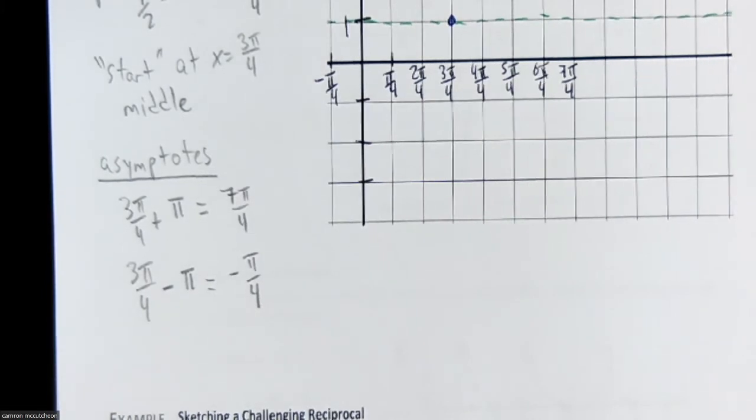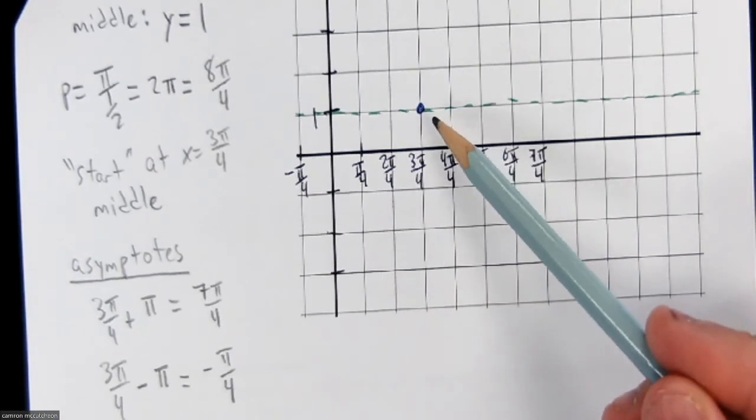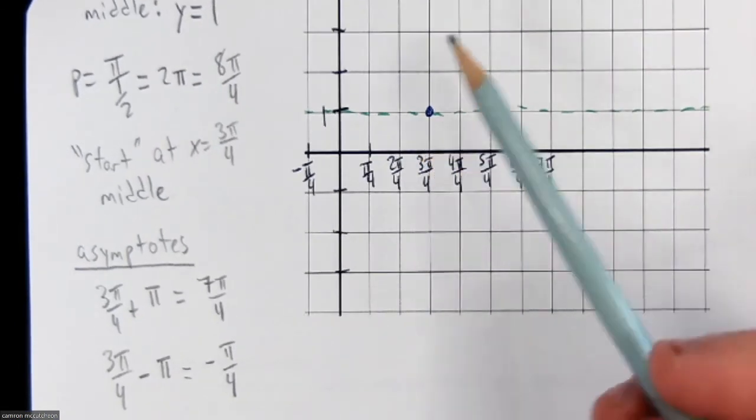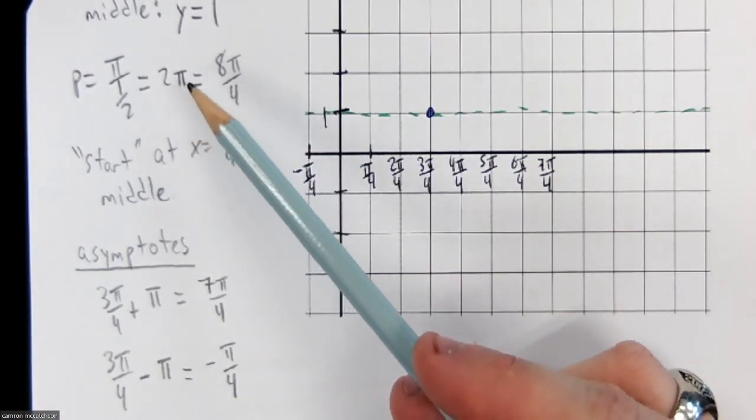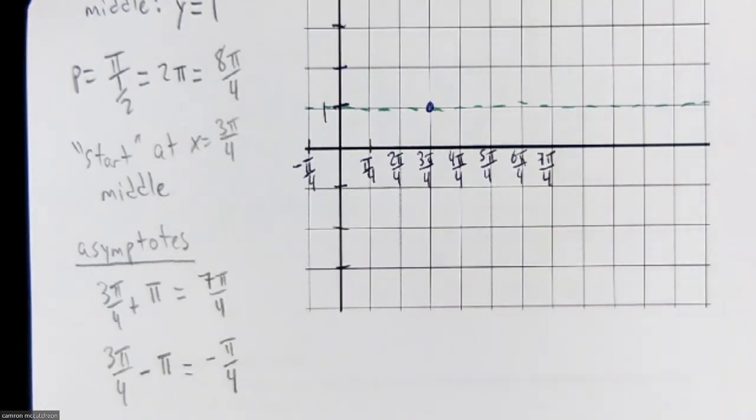So you just find out where it starts and then you add and subtract half the period. Yep. Because the middle point is always going to be halfway between the two asymptotes. So I figured out where it's going to have a middle point, and then I cut my period in half. I went pi to the right, pi to the left. Boom.